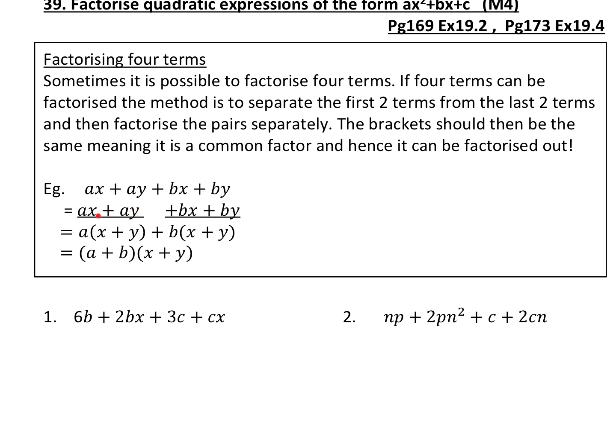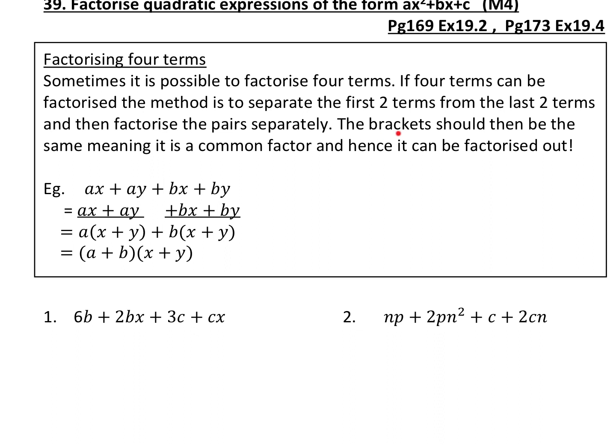So if we factorize the first two terms, a is a common factor, we'd have a times (x plus y). And in the second pair of terms, we've got b as a common factor, so we factorize out the b, and we've got b times (x plus y). The bracket should then be the same as it is here, x plus y and x plus y. It has to be for you to be able to factorize the four terms. If it's not, either you've made a mistake or they can't be factorized using this method.